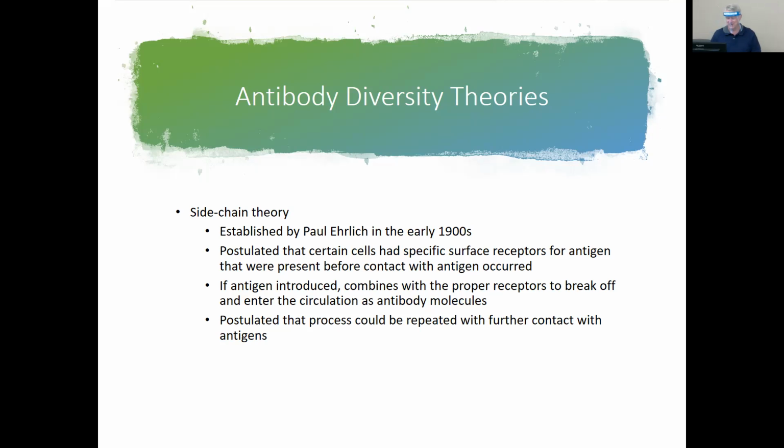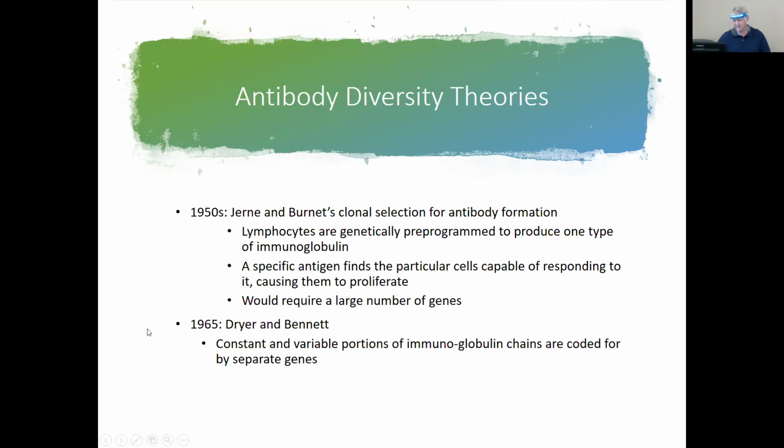If the antigen is introduced, it combines with a proper receptor, breaks off, and enters the circulation as an antibody molecule. That's not quite how it works, right? It doesn't break off with the antibody and then move on. So he postulated this, and it could be repeated in further contact with the antigen. So that's the side chain theory.